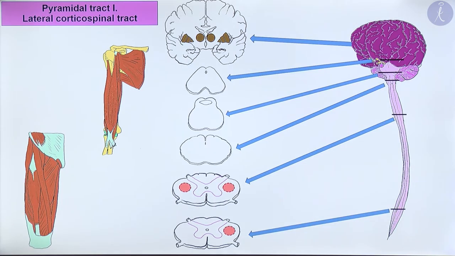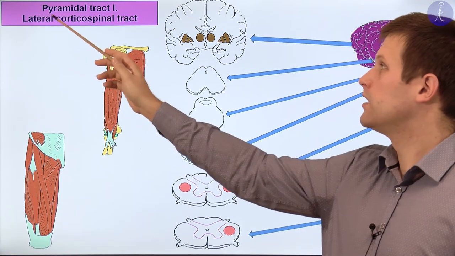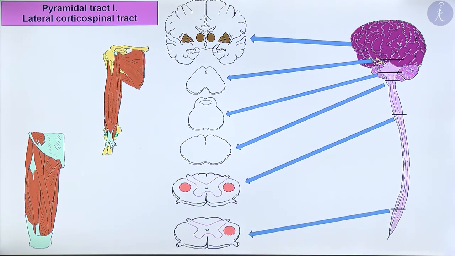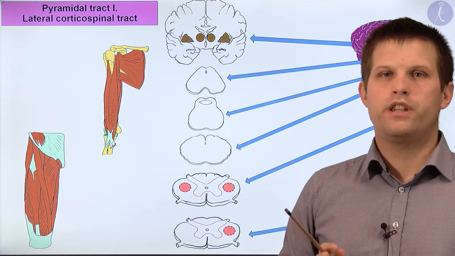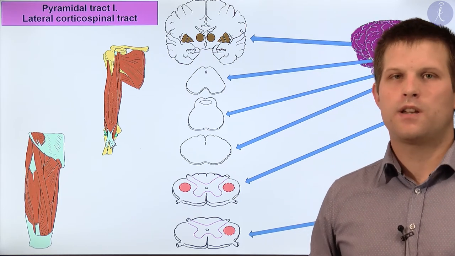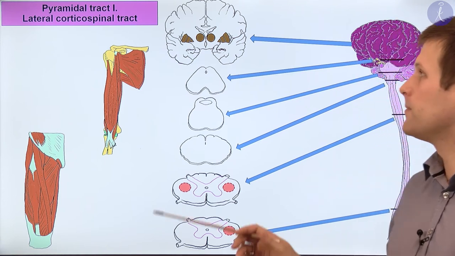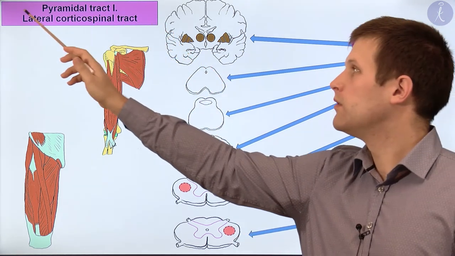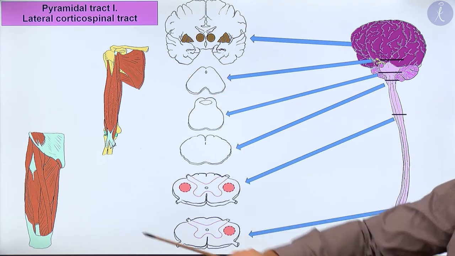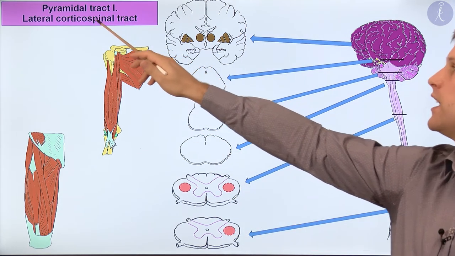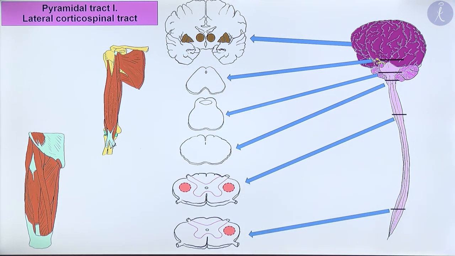Let's see, tract by tract, those tracts which have great importance and altogether control the skeletal muscles of the human body. The largest tract we need to talk about is the pyramidal tract. The pyramidal tract is composed of three different tracts, and we will revise each of them singularly. The first, widest and largest tract of the pyramidal tract is the lateral corticospinal tract.